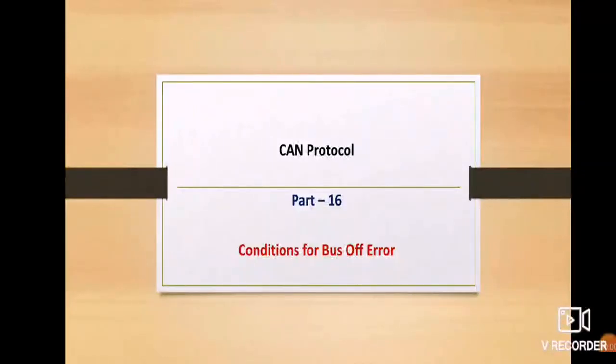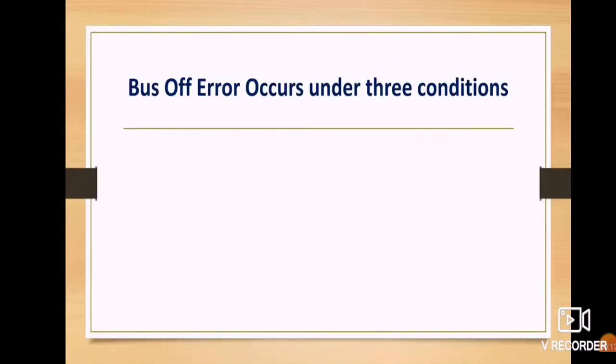CAN protocol part 16. Conditions for the bus off error. There are many conditions in which a bus off error may happen in the CAN protocol. Let's see what they are and how it works. Bus off occurs under three conditions.